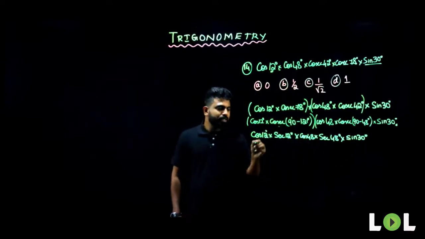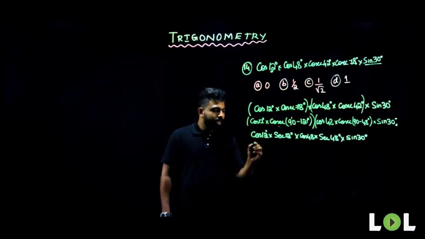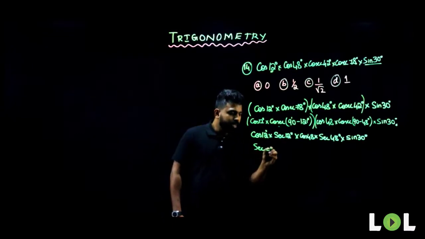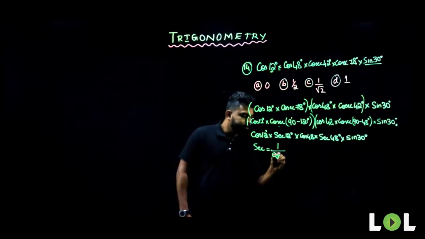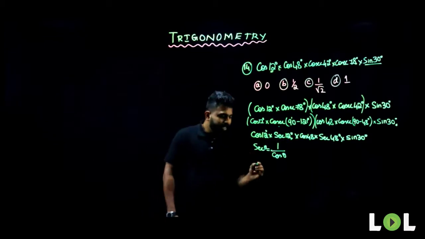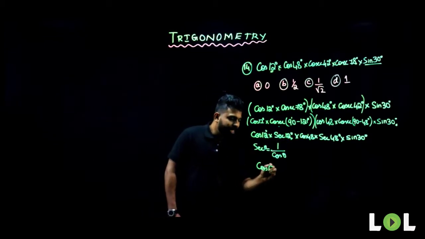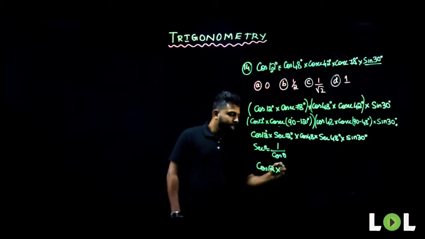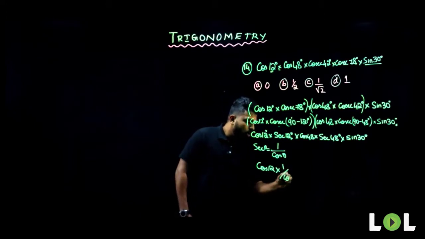Now look at this. From our previous class, we know that what can I write secant as? Secant is nothing but inverse of cos. So secant theta is 1 by cos theta. Value of theta here is 12 degrees. So what can I rewrite this as? Cos 12 degrees as it is into secant 12 degrees, which can also be written as 1 by cos 12 degrees.